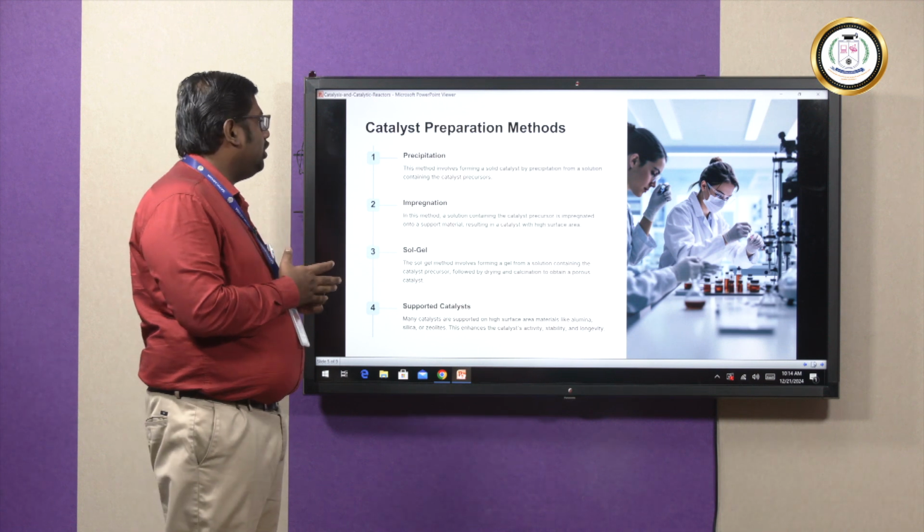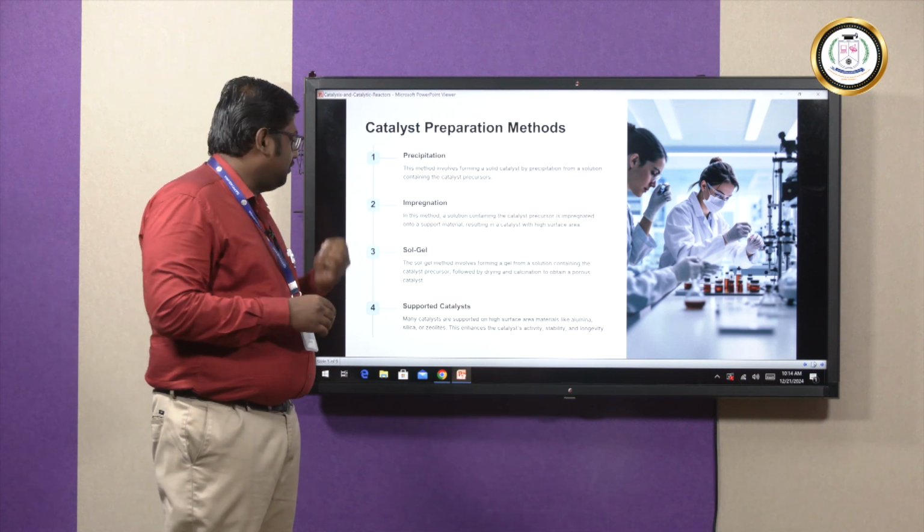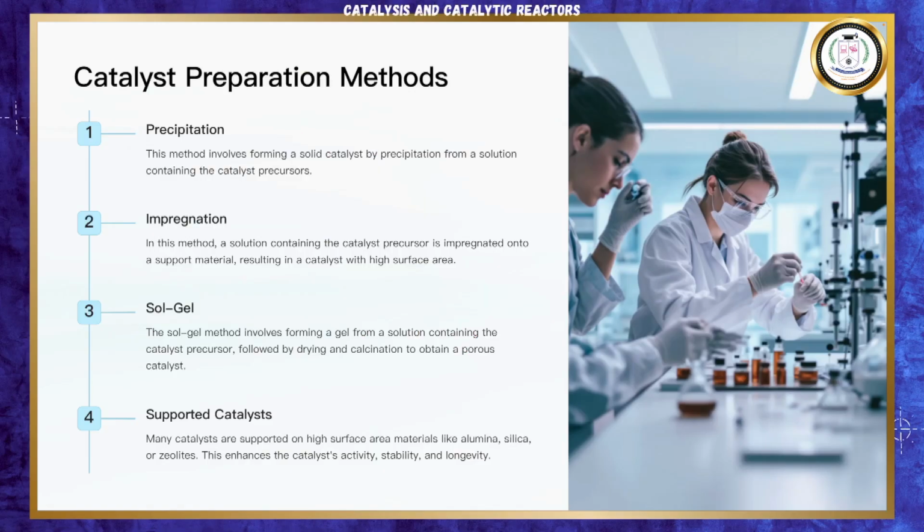In order to do so, various methods are present for preparation of catalysts. There are four primarily used methods: precipitation, impregnation, sol-gel, and supported catalyst. What is precipitation?